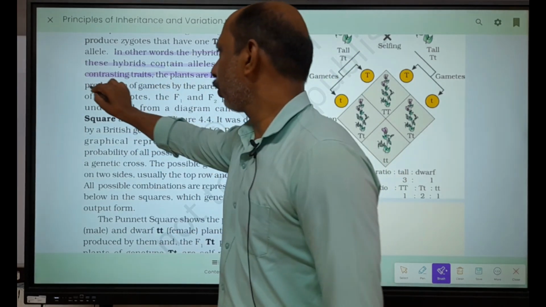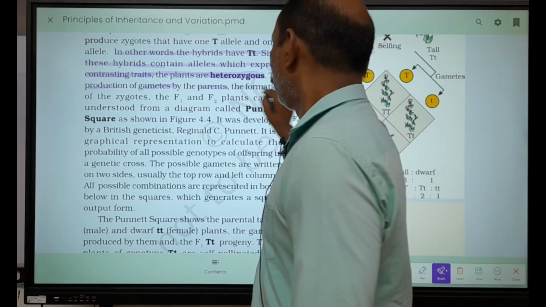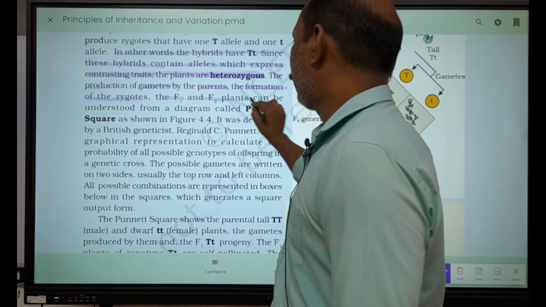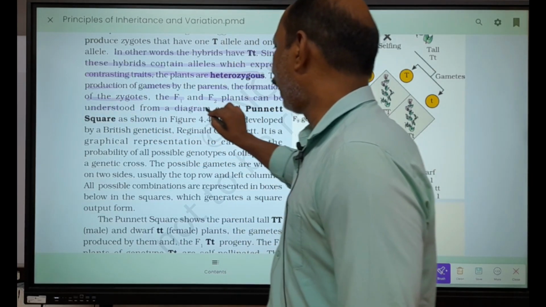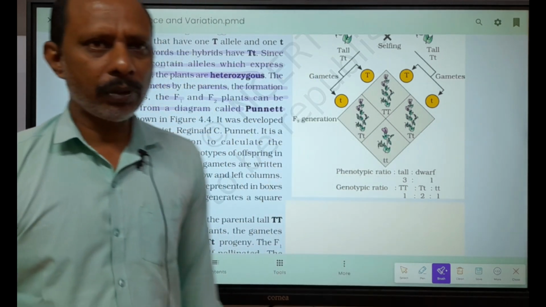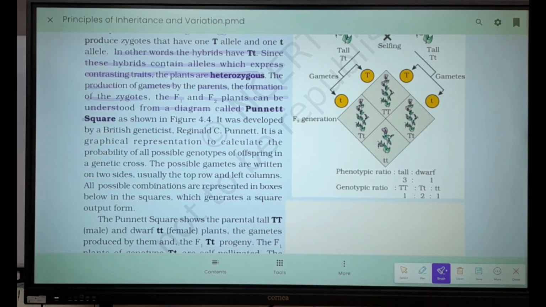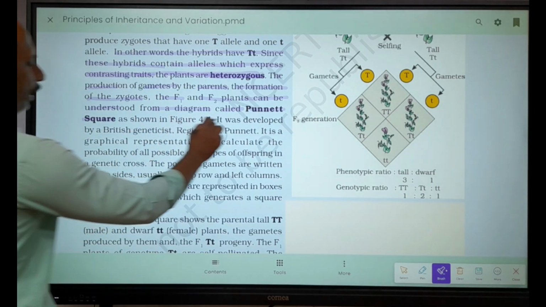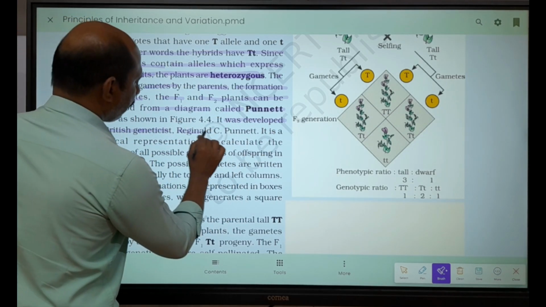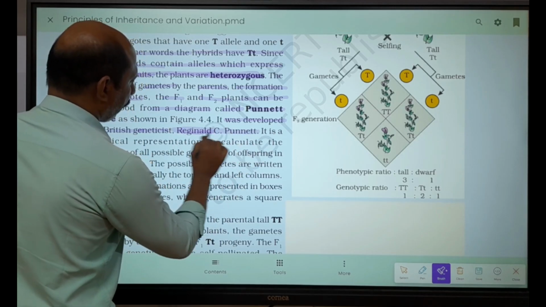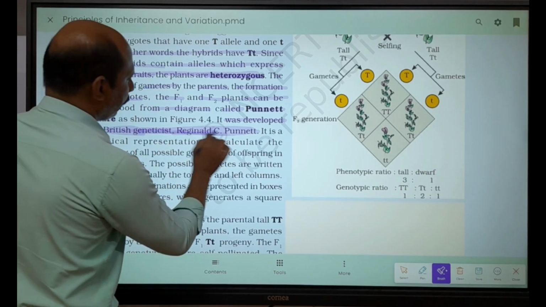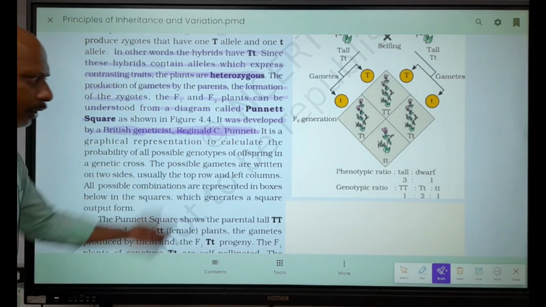The production of gametes by the parents, the formation of the zygote, and the F1 and F2 plants can be understood from the diagram called the Punnett square. Who is Punnett? It was developed by a British geneticist, Reginald C. Punnett. That is the name of this scientist, so it is called the Punnett square.